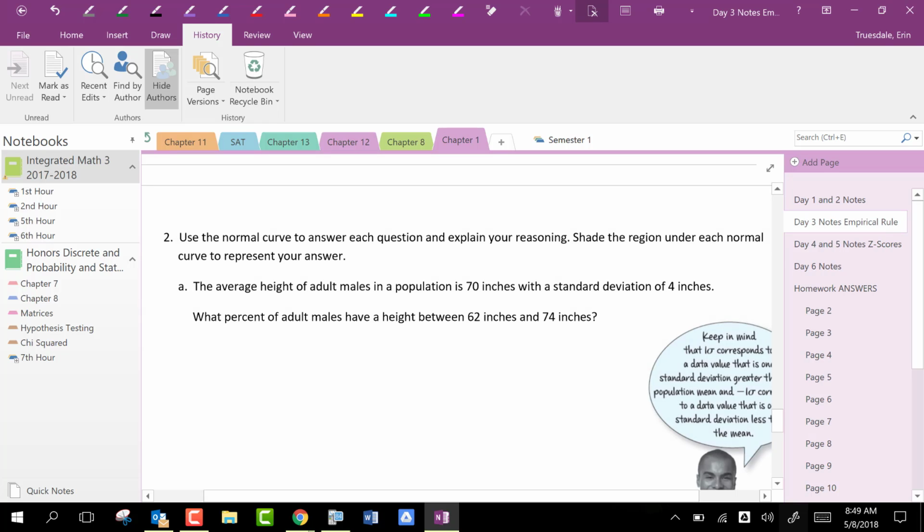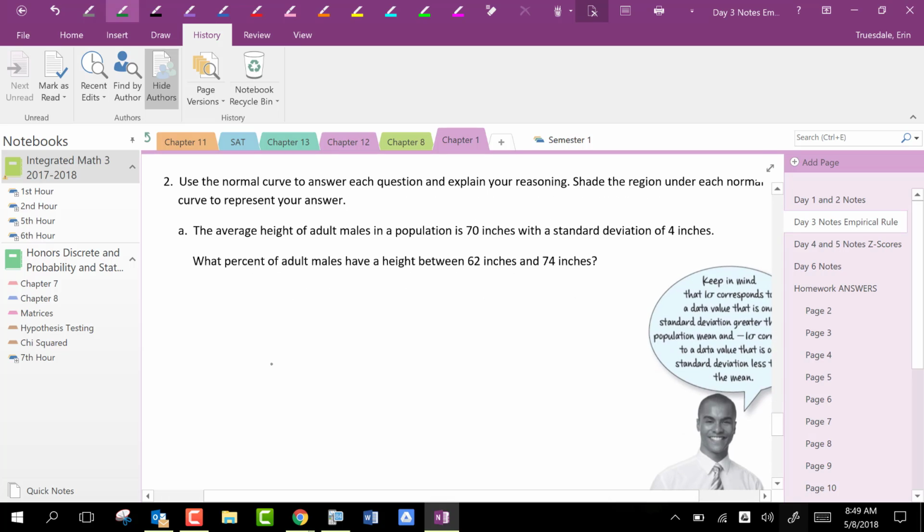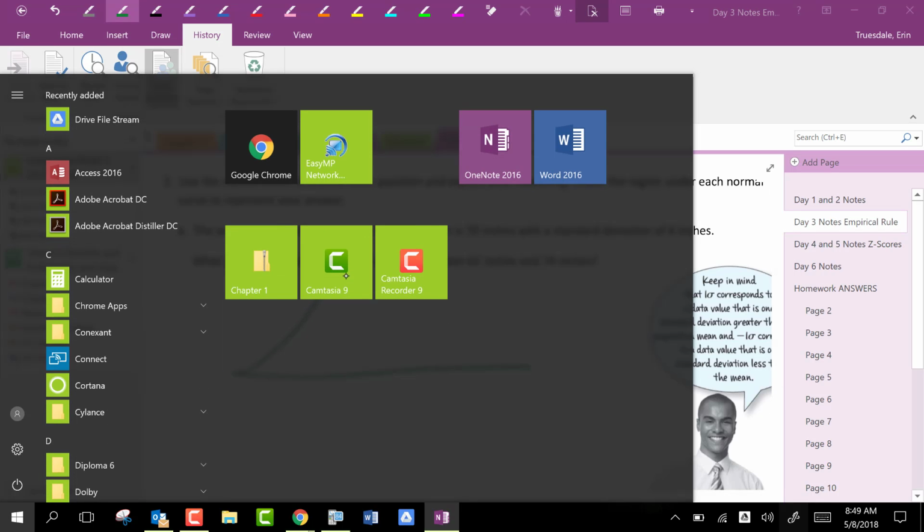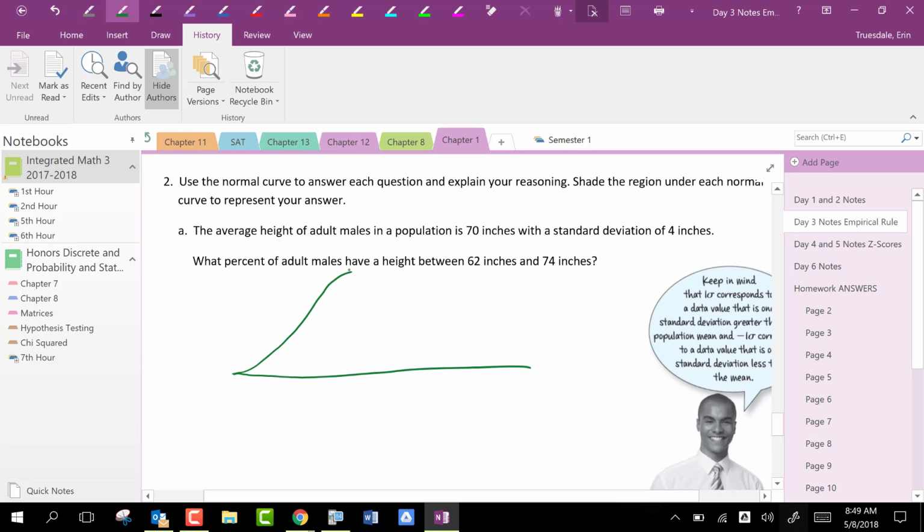Okay, so it says use the normal curve to answer each question and explain your reasoning. Shade the region under the normal curve to represent your answer. So they're not giving you the curve here. The average height of adult males in the population is 70 inches with a standard deviation of 4. So we're going to make our normal curve like we did the first day. Draw your normal curve in. There we go. Okay, and I'm going to put the 70 in the middle because that's the mean.